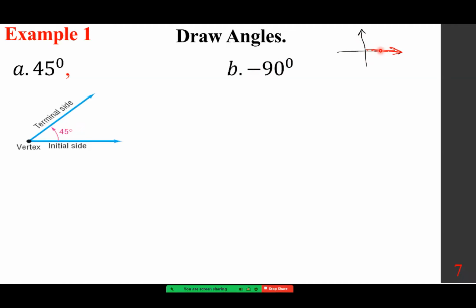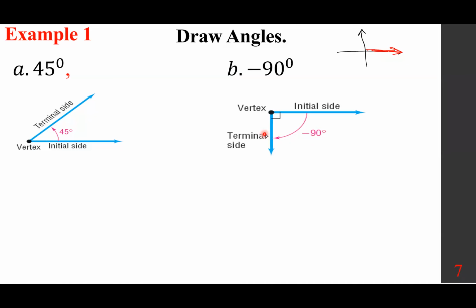So clockwise, this is 90 degrees and this is negative 90 degrees, or you can think of it as 270 degrees. Again, everything is given to you. We are going over the solution. You have all of these questions and definitions.